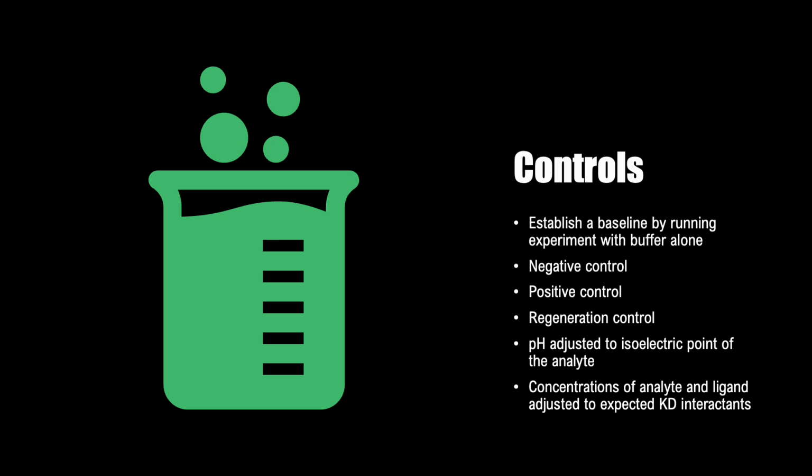A baseline also needs to be established by running the experiment with the buffer alone to see if the system has interactions and to give the system a reference point. Negative controls need to be run with components that aren't expected to interact. This would be like using a protein that's not expected to interact with the target protein. The positive control should also be run using a component that you know will interact, so you can validate the sensitivity and specificity of the assay.